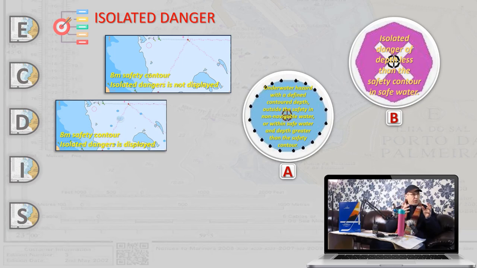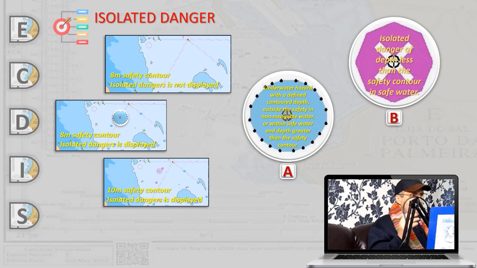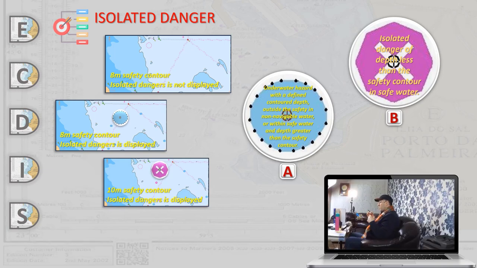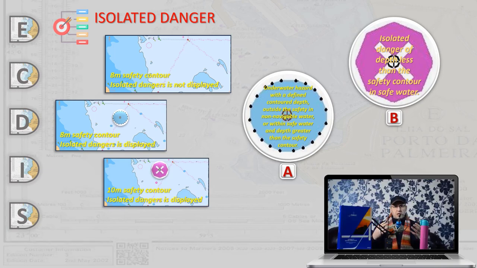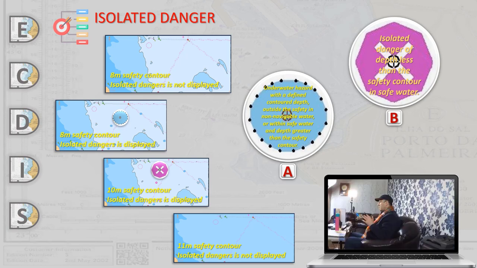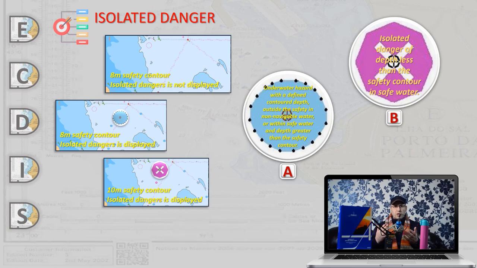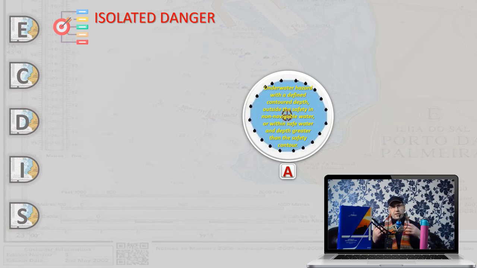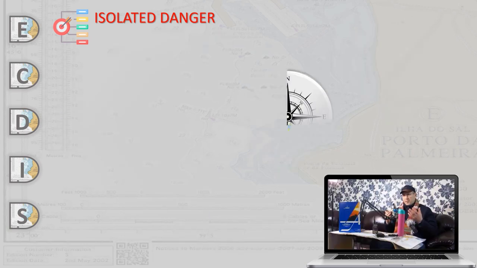Top warning symbol. If the safe passing depth is more than your safety contour, the isolated danger becomes insignificant and it is only shown if selected in chart layers, according to the blue symbol. The same happens if the isolated danger lies in waters already declared non-navigable by the safety contour.